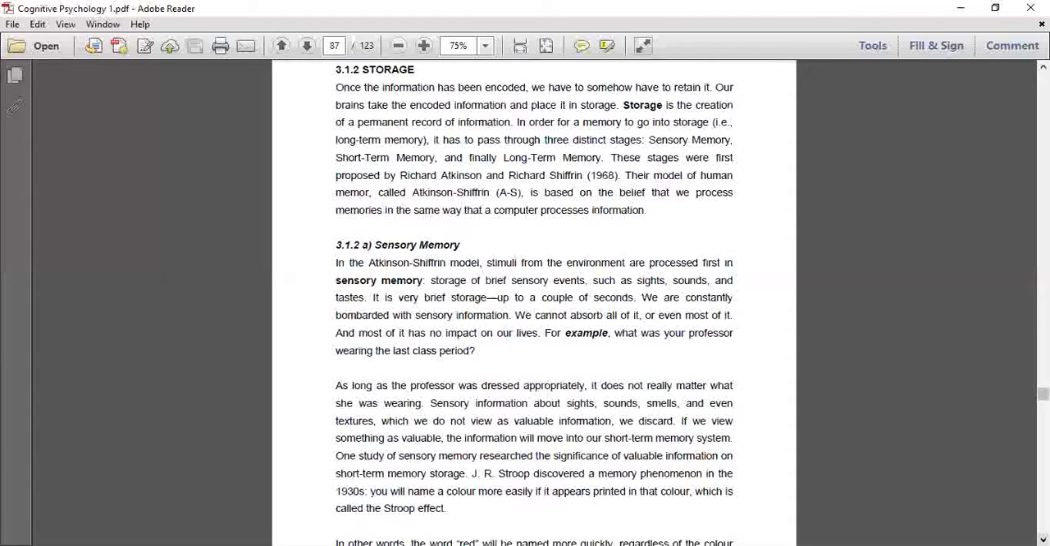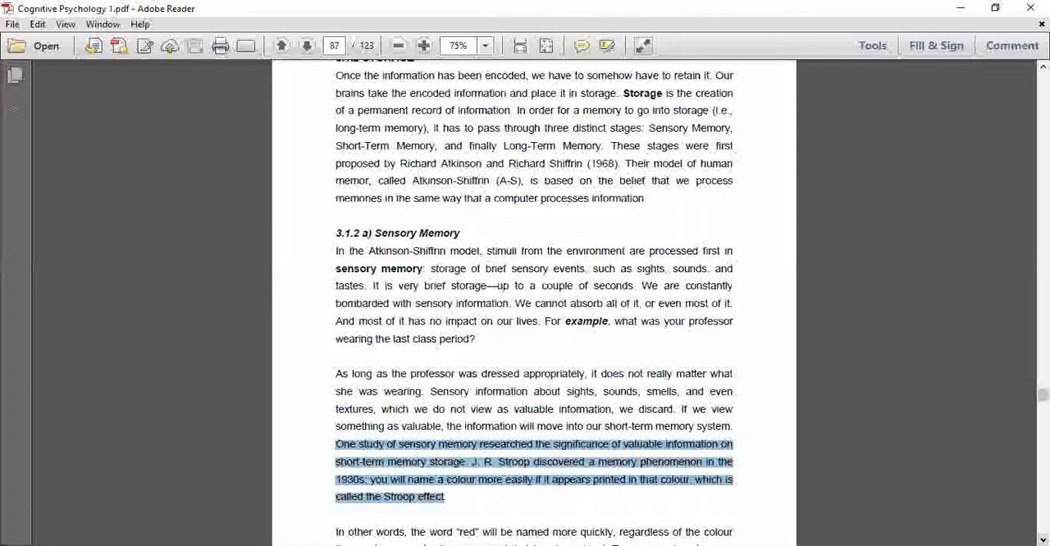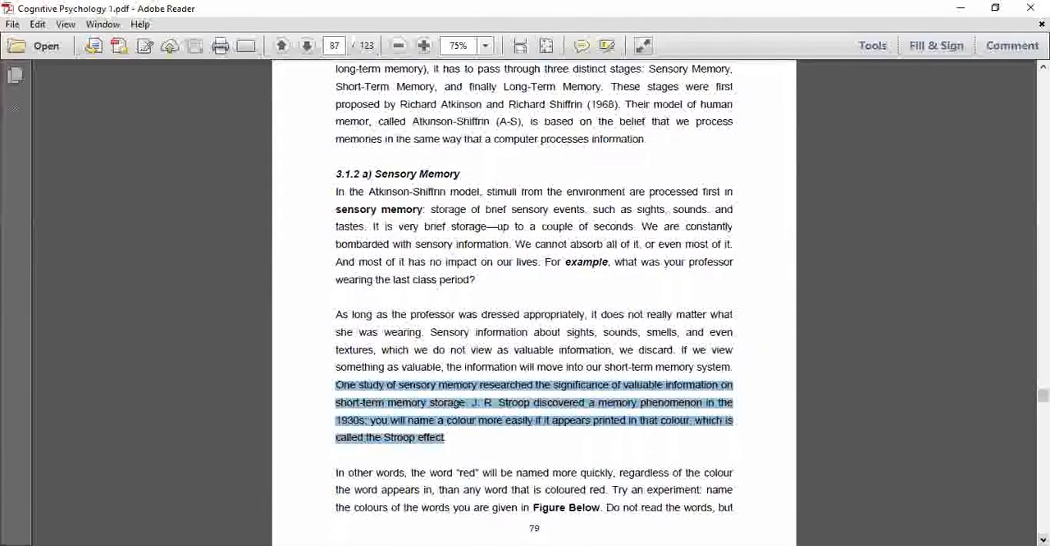So the short-term memory tries to link the information with what? With long-term memory. There's an experiment, a study of sensory memory that researched the significance of value on information in short-term storage, by J. Stroop, what they call the Stroop effect, where certain words and numbers were put, and also colors, like words were written in colors.